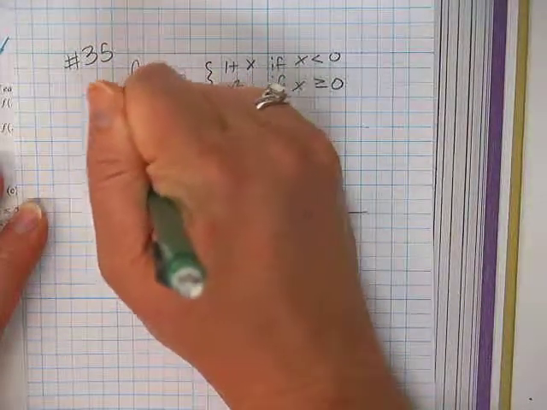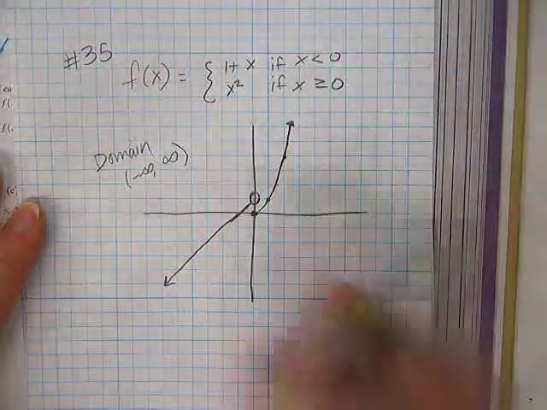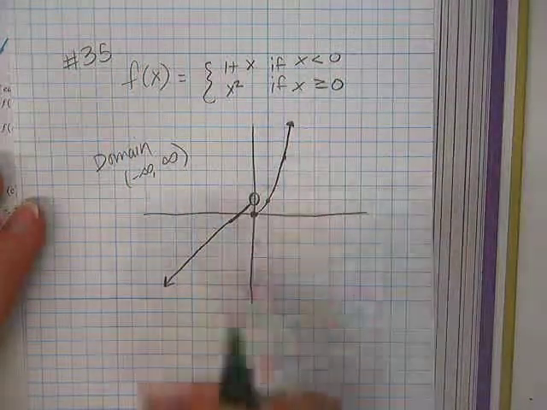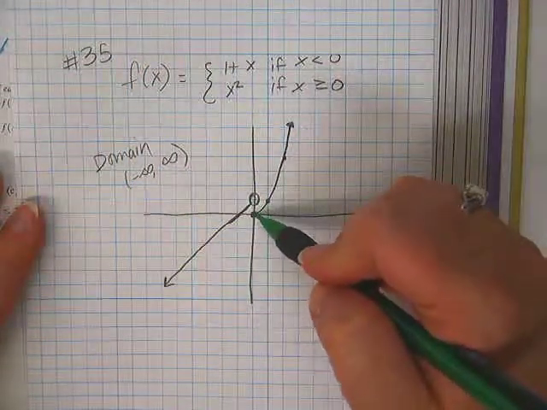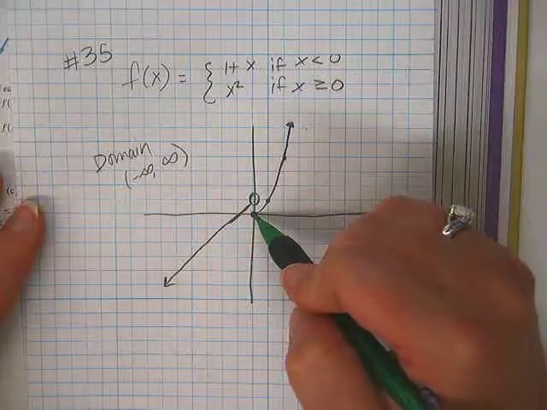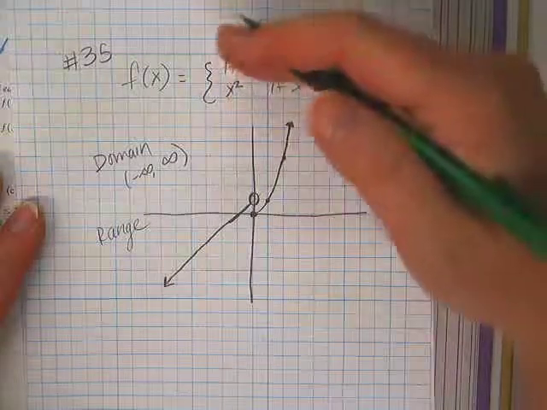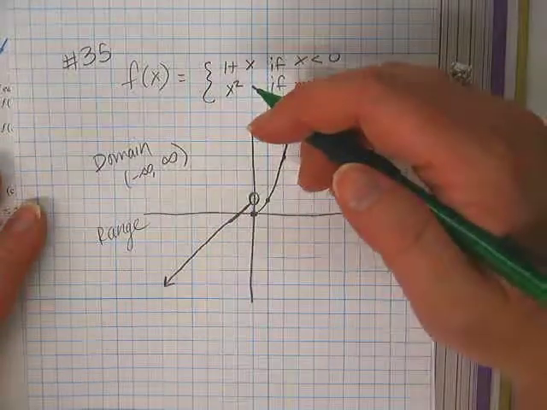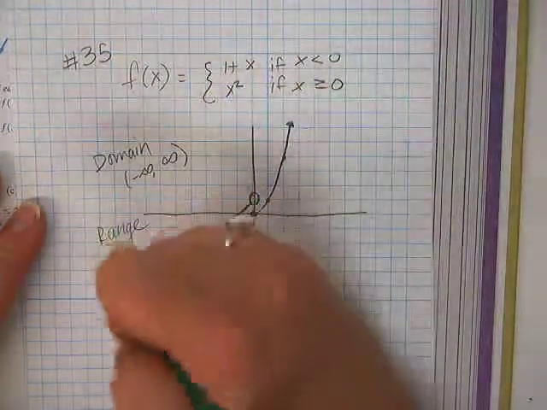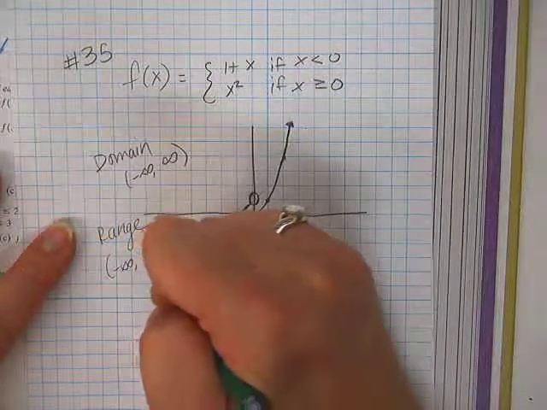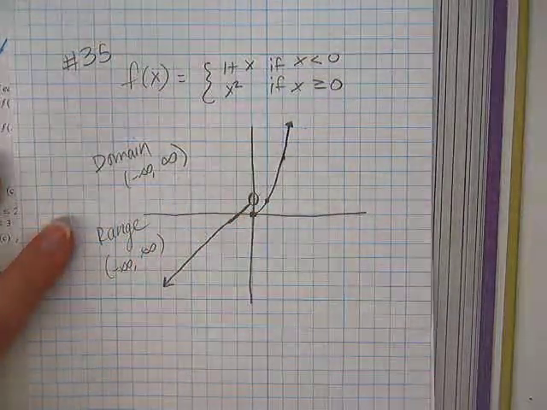So the domain would simply be negative infinity to positive infinity, because from left to right we have no gaps. We do have a hole there, but it's covered by that dot. And then the range from bottom to top is an arrow going that way and an arrow going that way with an overlap in the middle, so it is also negative infinity to positive infinity.